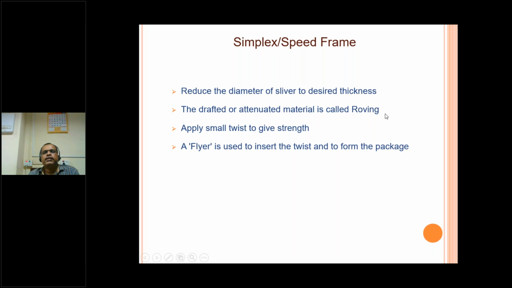So this material here is known as roving. After so much stretching of the fibers, the strength is very low and we can't handle it properly. So we have to apply a small twist to give it the strength for transporting and handling. And a flyer is used to insert the twist, a small twist, and to form a package.